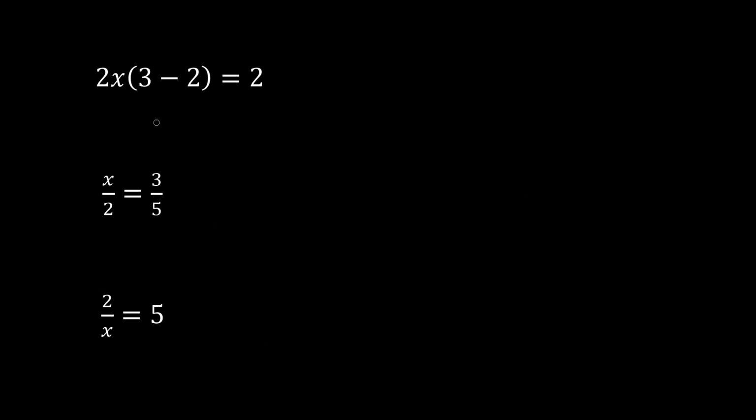Let's solve this equation here. According to BEDMAS, we can clean up the inside of the brackets. 3 minus 2, which is 1. So we have 2x times 1 equals 2. Anything times 1 is itself, so 2x equals 2. Dividing both sides by 2, we have x equals 1.